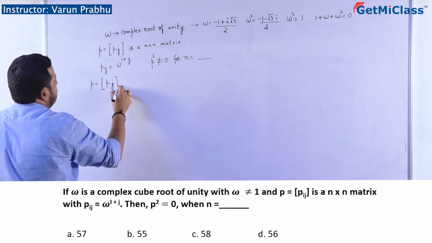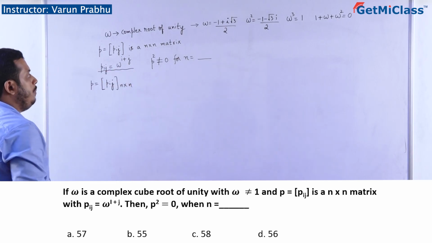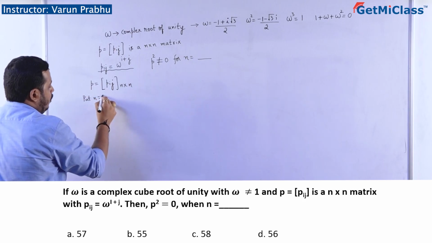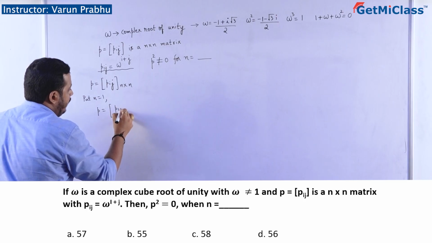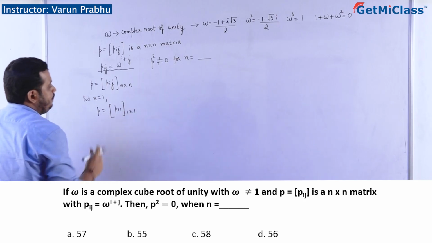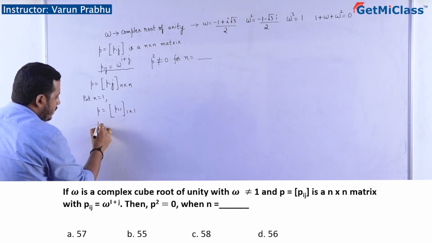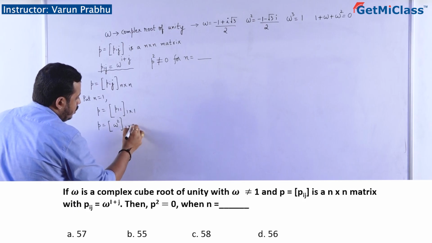Is it right? P is an n cross n matrix, which means P is equal to [Pij], n cross n, where Pij is defined by omega to the power of i plus j. So let's put n equal to 1. Your value of P will become P11, 1 cross 1, which is nothing but omega square.